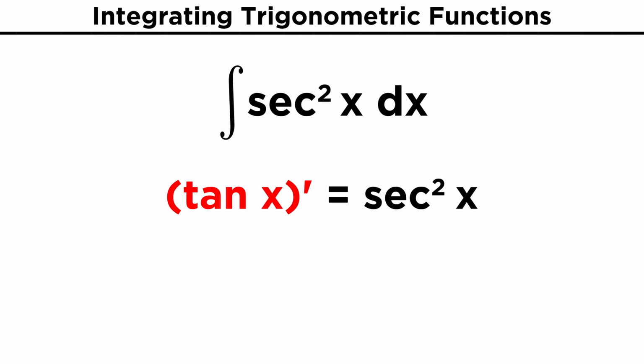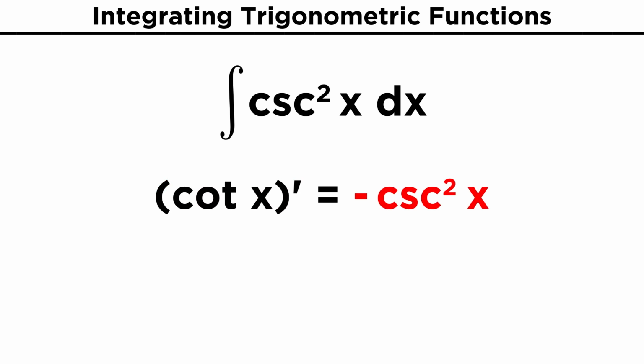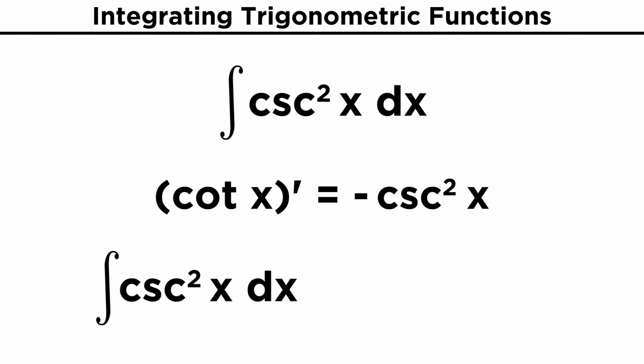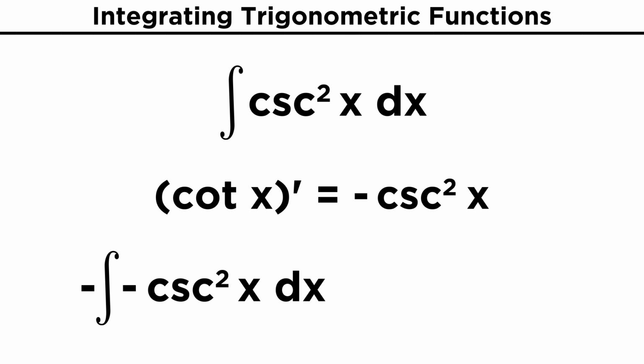The derivative of tangent is secant squared. So if we have the integral of secant squared x, that will be tangent x plus c. The derivative of cotangent is negative cosecant squared. So if we see the integral of cosecant squared x, again, we make this the double negative, bring 1 out of the integral, and we end up with negative cotangent x plus c.